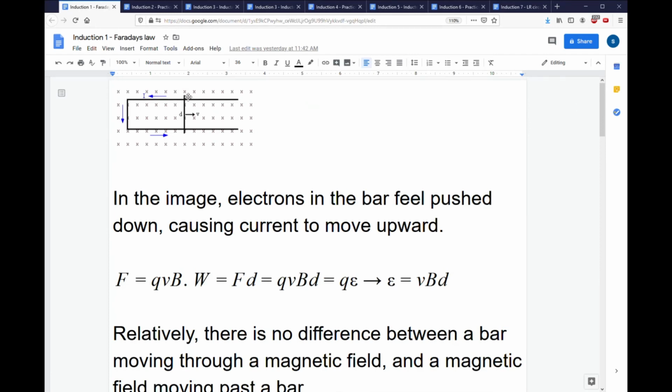So consider, this bar is moving to the right. It creates an electromotive force that induces a current around like this. Well, that current in this bar is also in a magnetic field, and so it experiences a force. So this time the current is going upward. The magnetic field is still going into the page, which means the force is to the left. The bar is going to the right, but the force is going to the left.